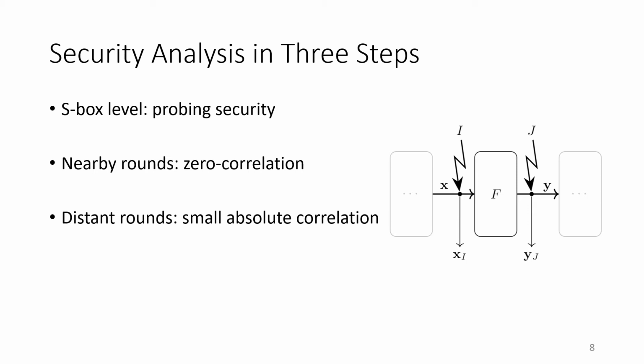When probing distant rounds, so let's say you probe the first round of LED and the fourth round of the masked LED, then in fact, you might be able to distinguish the probed values from a uniform distribution. However, the correlation between those observations is exceedingly low, which we use to show that the adversary needs to collect a significant amount of probed values. So it needs to make a significant number of queries to distinguish this distribution from uniform.